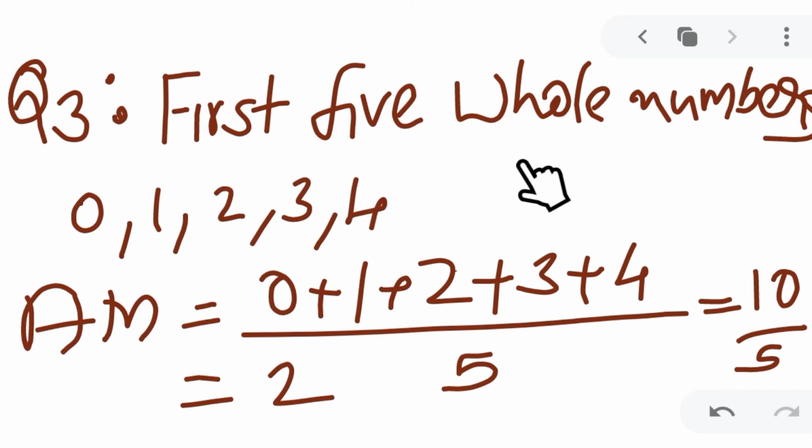Here the third question: the first 5 whole numbers are 0, 1, 2, 3, 4. Since all numbers starting from 0, that is 0, 1, 2, 3, 4, are the whole numbers, we want to find the arithmetic mean. That is the sum of observations divided by the number of observations. Sum: 0 plus 1 plus 2 plus 3 plus 4. 1 plus 2 is 3, 3 plus 3 is 6, 6 plus 4 is 10, 10 by 5, that is 2. So the arithmetic mean is 2. Then the fourth one.